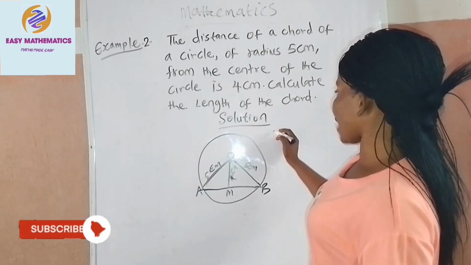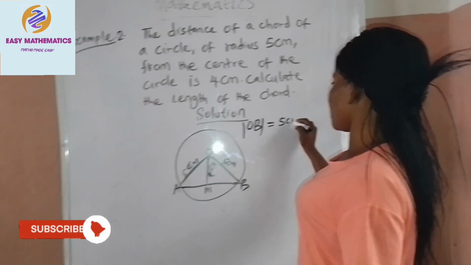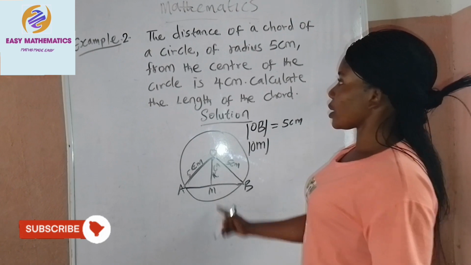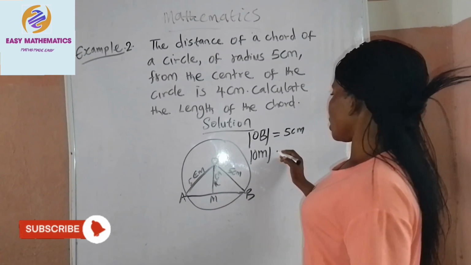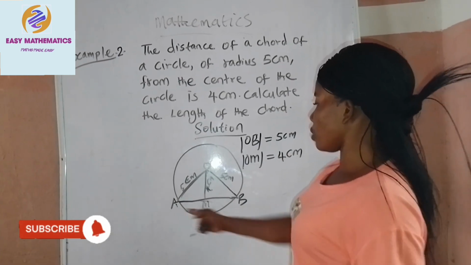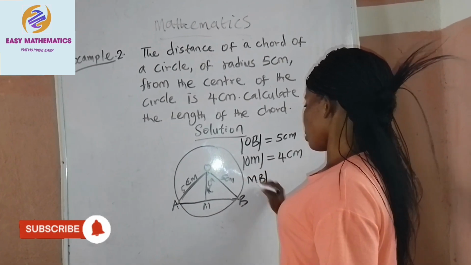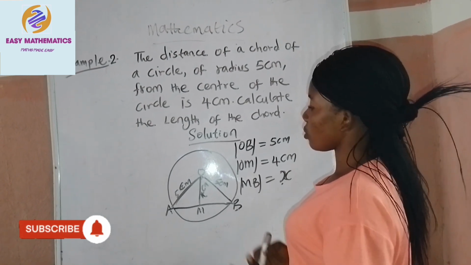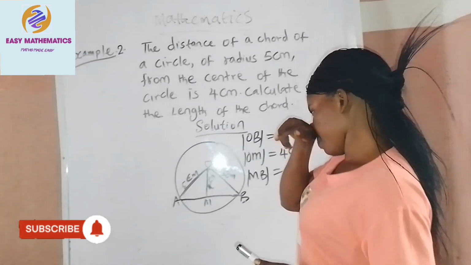So we say that our line OB, which is the radius, is equal to 5 cm. Line OM, which is the distance from the center to the chord, is 4 cm. Now we are asked to find line MB. Line MB is not given. I'll call it X. So line MB is equal to X, not given.